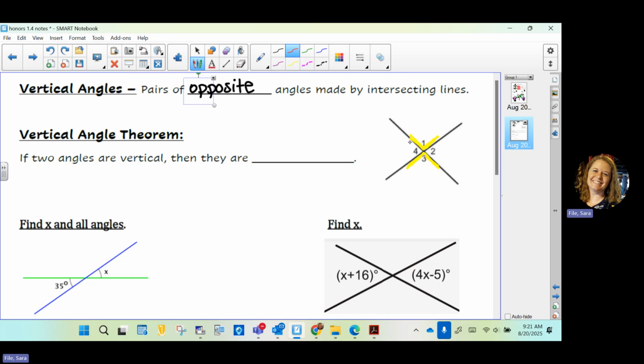And then 4 and 2. You just want to highlight them, or if you want to put arcs on, however you want to label them. Okay, but 4 and 2 are opposite each other. 1 and 3 are opposite each other. So opposite angles made by intersecting lines. What we know about them: if 2 angles are vertical, then they are congruent.